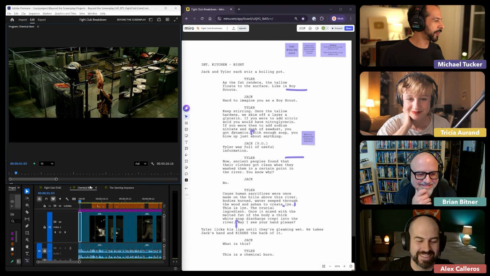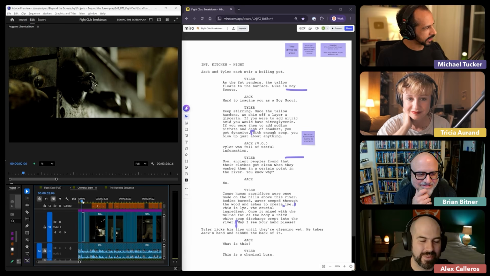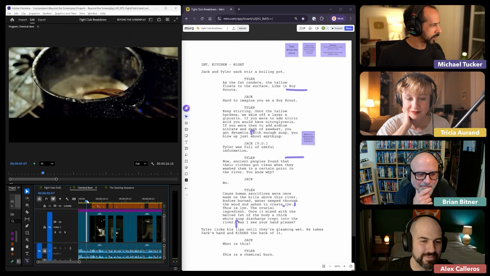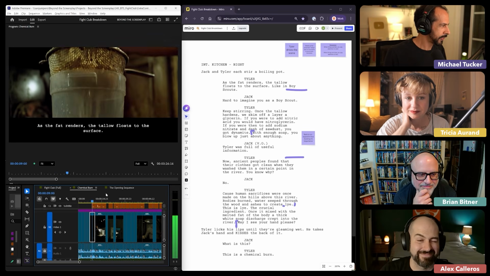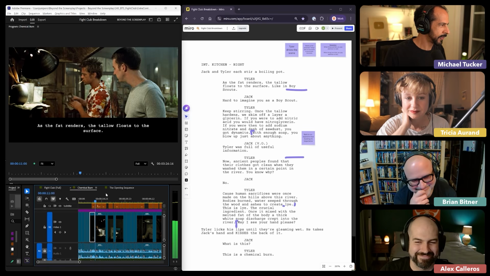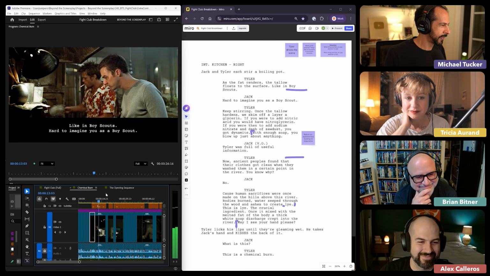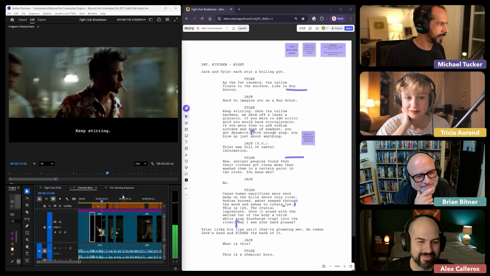Okay, so we come out of the scene where they steal this fat. We start with close-ups, reorienting us into the scene, and then Tyler begins talking about as the fat renders. As the fat renders, the tallow should float to the surface, like in Boy Scouts. Hard to imagine you as a Boy Scout.